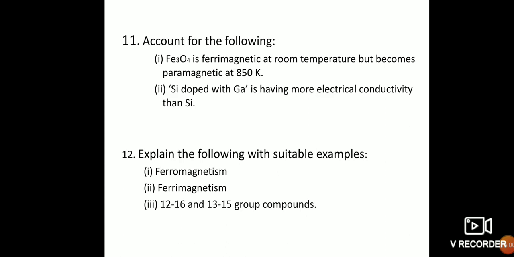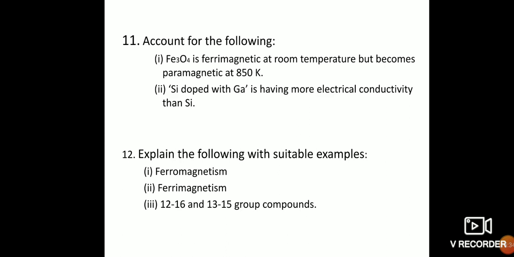Second: Si doped with gallium has more electrical conductivity than silicon. Answer is because silicon is doped with gallium, so it is an extrinsic semiconductor, which has more electrical conductivity than the intrinsic semiconductor, that is silicon.